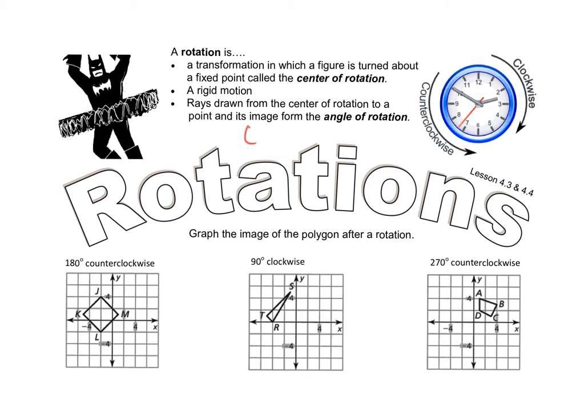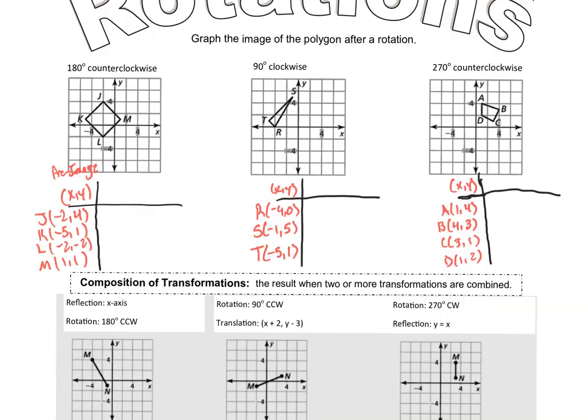Today we're talking about lesson 4.3, 4.4, rotations. The key word for rotations I want you to think of is spin. That's our key word for rotations. We're spinning, okay? So starting with our rotations here, you need to make sure you have your transformation cheat sheet handily available, so that we have the rules for each of these transformations.